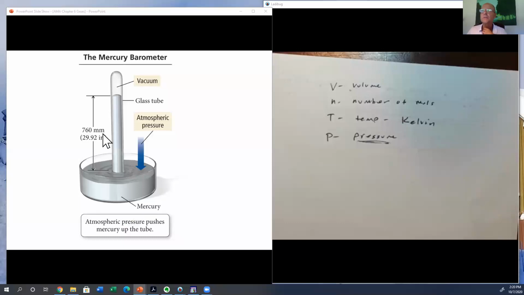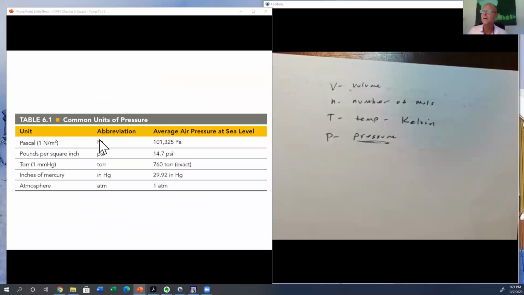The unit of pressure, millimeters of mercury, comes from the way that pressure is measured using a barometer. So a barometer is a pool of mercury in an evacuated tube. And what happens is that the atmospheric pressure pushes the mercury down and up this tube until the weight of the mercury matches the atmospheric pressure. All right, and that height is 760 millimeters of mercury, or 29.92 inches. All right, so that's where we get that unit.